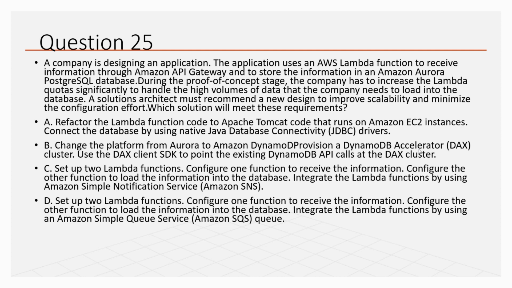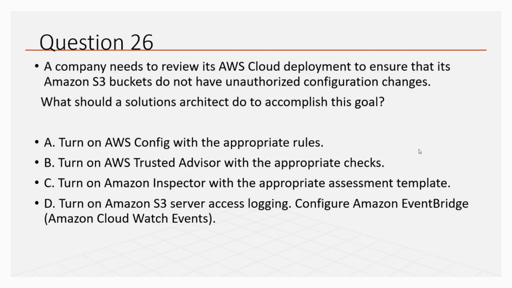Option C, set up two Lambda functions. Configure one function to receive the information, configure the other function to load the information into the database. Integrate the Lambda functions by using Amazon SNS. Option D, set up two Lambda functions. Configure one function to receive the information, configure the other function to load the information into the database. Integrate the Lambda functions by using an SQS queue. Now let's look into the correct option. And the correct option is D. Now let's move on to the next question.